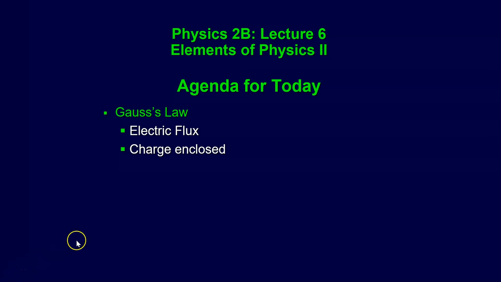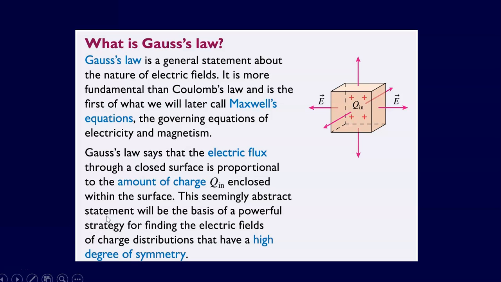Today we're going to talk about Gauss's law. And so we'll start out with what is Gauss's law. Gauss's law is a general statement about the nature of electric fields. It's more fundamental than Coulomb's law and is the first of what we'll later call Maxwell's equations, which are the governing equations of electricity and magnetism.